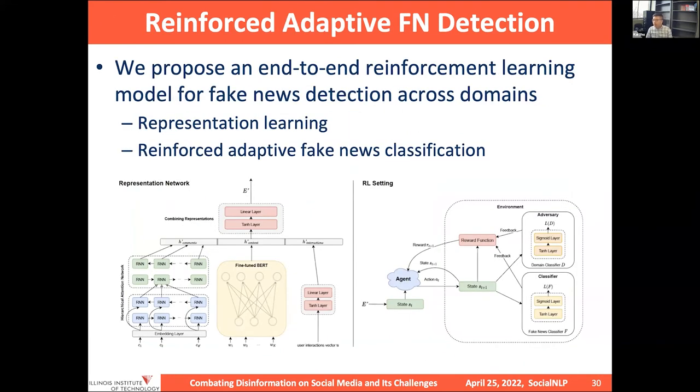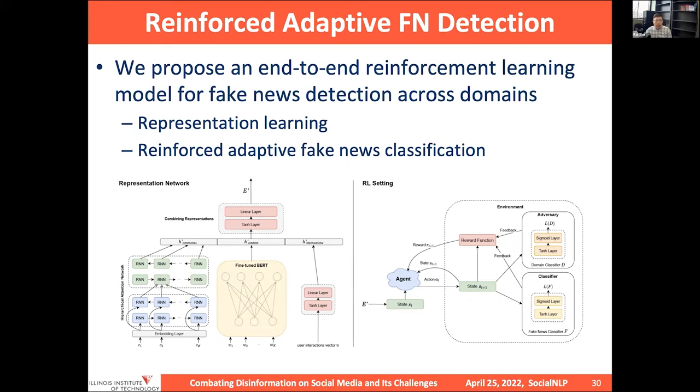To tackle these challenges, we propose an end-to-end reinforcement learning framework to detect fake news across domains. This framework contains two components. The first component is representation learning. As you can see on the left side of this figure, you don't have to go through the details, but essentially we learn embeddings from three perspectives. First, we learn the embedding from the comments, then from the contents, and then we also consider the user-news interaction, which essentially captures which user is spreading which piece of news. Then we concatenate them together into an overall representation E prime as the representation of this piece of news.